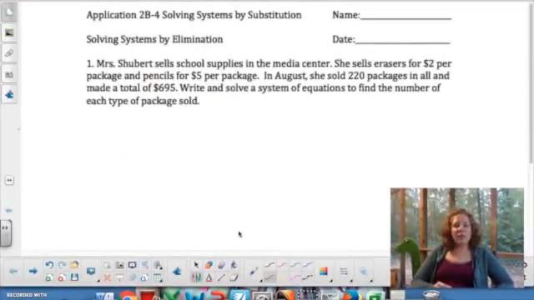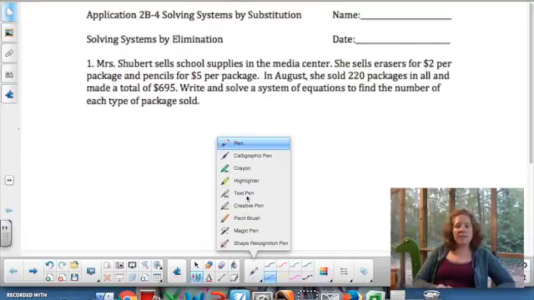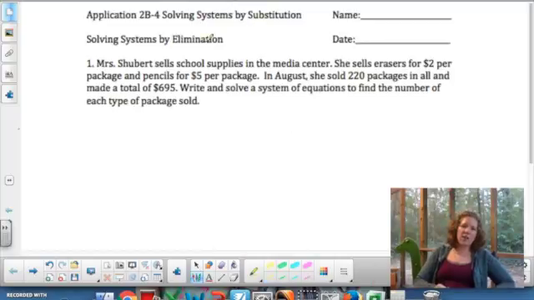Application video for Unit 2B Lesson 4. We are going to be solving systems of equations using elimination. I don't know why it says substitution there. It should say elimination. So Miss Schubert sells school supplies in the media center.